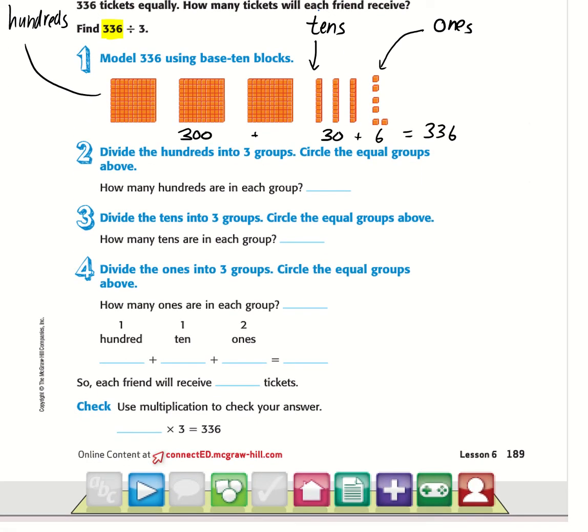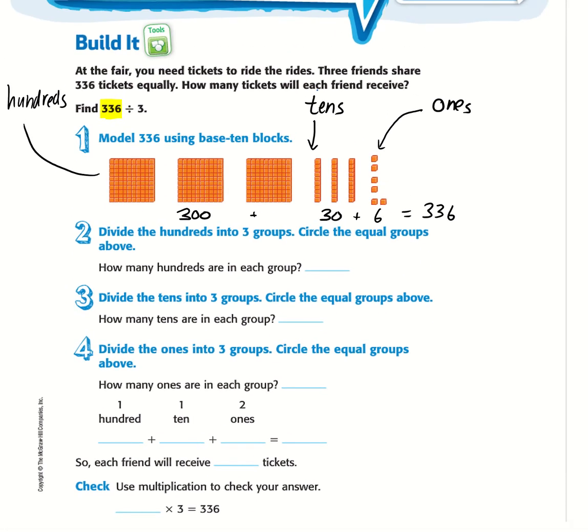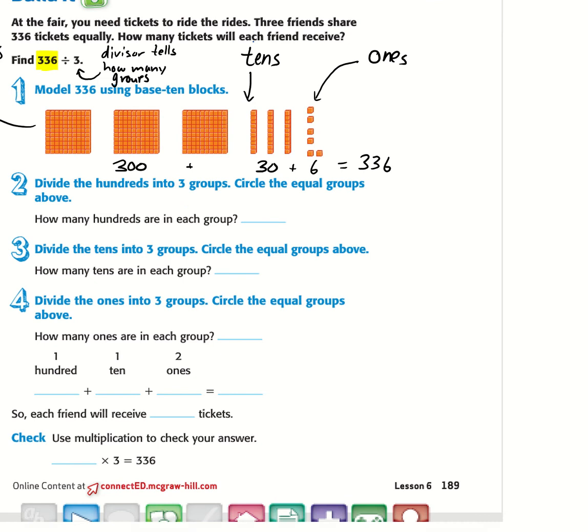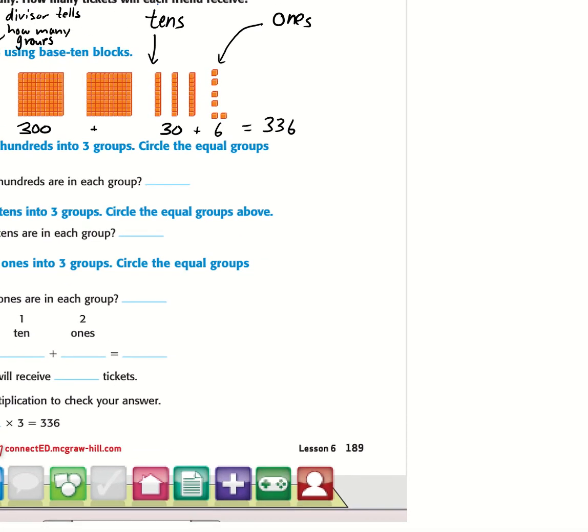Step 2, divide the hundreds into 3 groups. So just a reminder, our divisor tells how many groups. Our divisor is here. So that's why we're splitting it up into 3 groups. So I'm also going to draw the demonstration because I know a lot of us may have the base 10 blocks on hand, or they have to draw it on paper too. So I have 3 groups of 1, 2, 3.